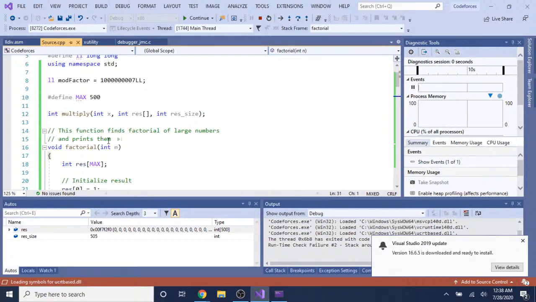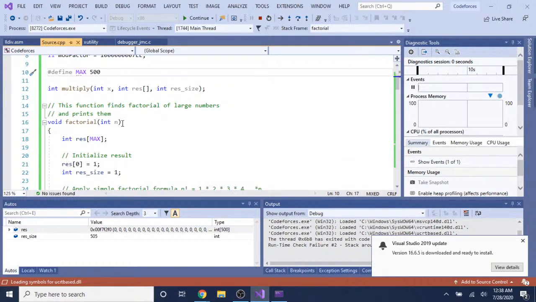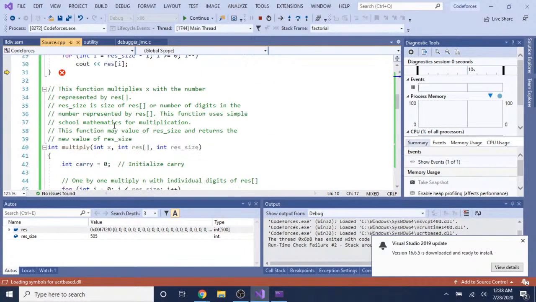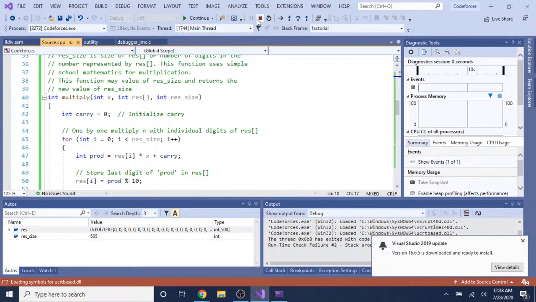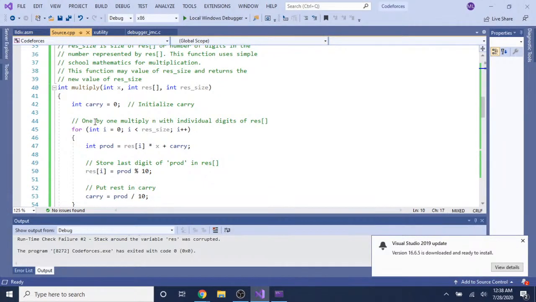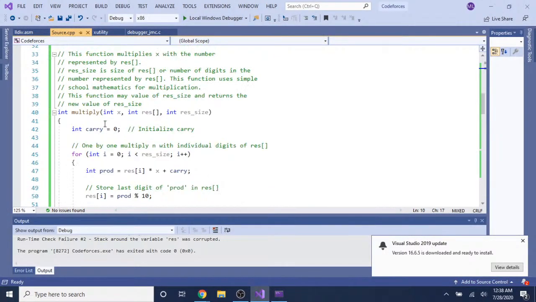Okay, I'm going to try to code this up myself. They're saying the stack of result is corrupted because I'm guessing the number is too large. So that's why the stack gets corrupted.